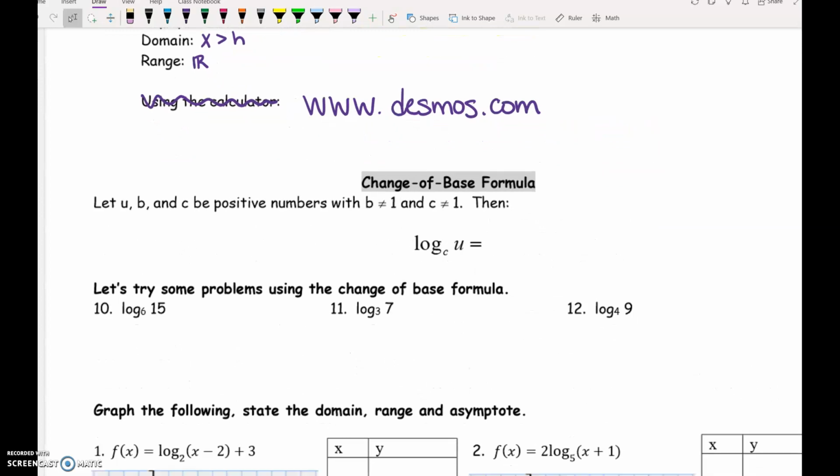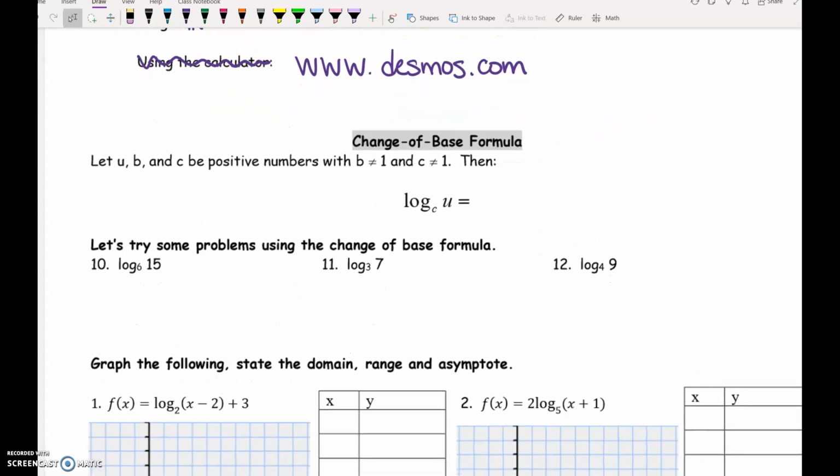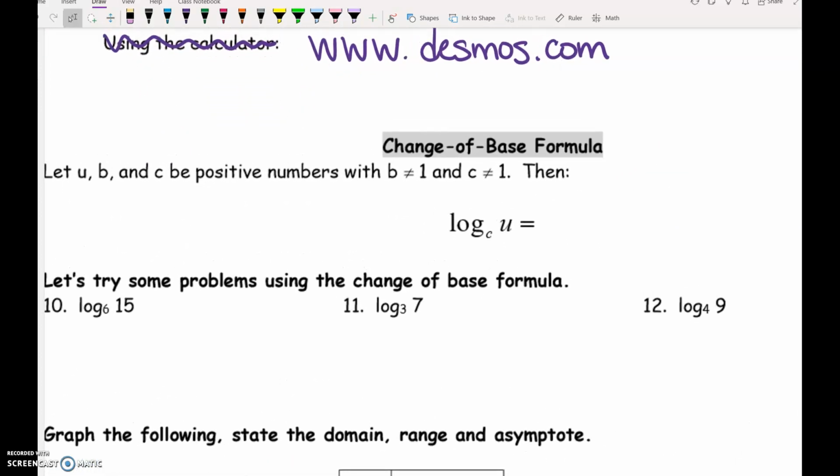This change of base formula we've already talked about. If you want to evaluate a logarithm on your calculator, you do the log button, the number that's inside the base, so the number that is in line, same size, not the base, divided by the log button and then the base. And as long as you close your parentheses, you're good.